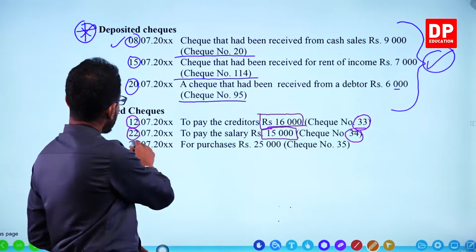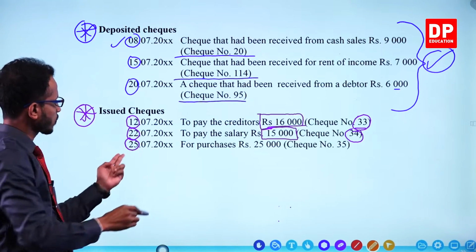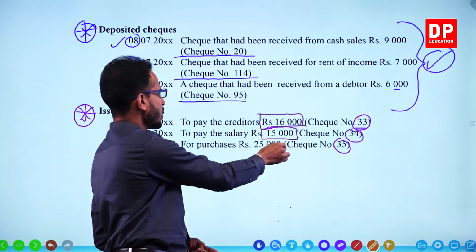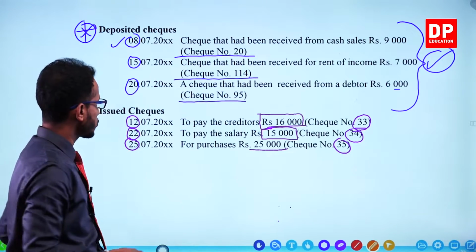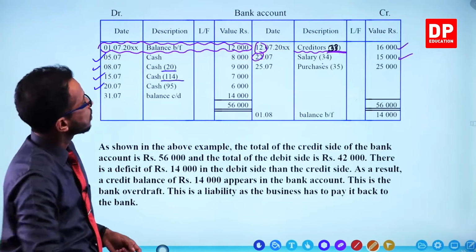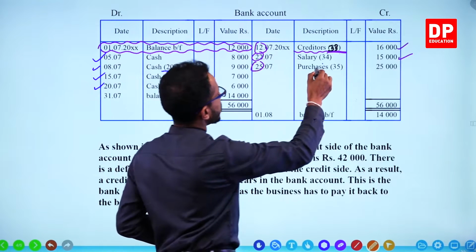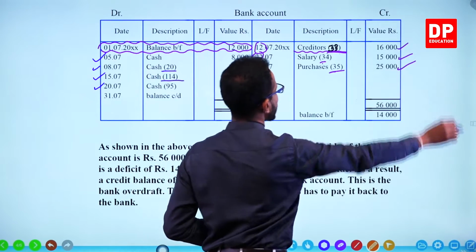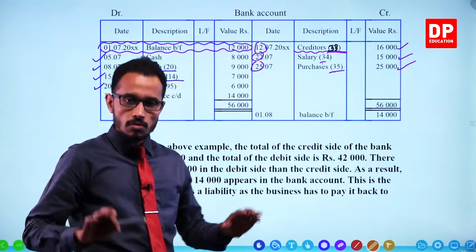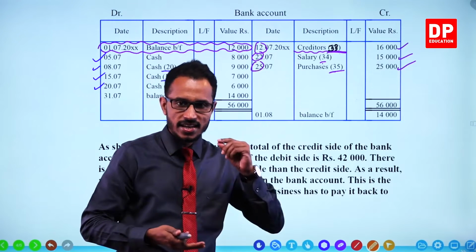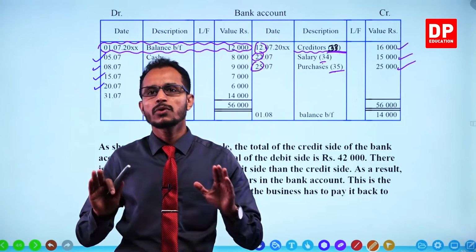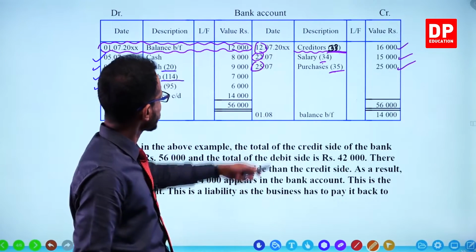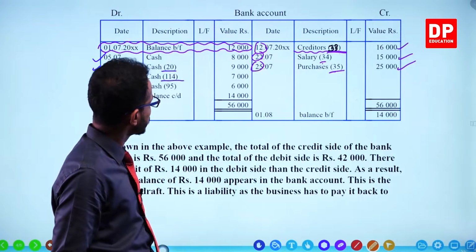Last one, 25th. Check number 35. For purchases, we have issued a check of 25,000. That is also there. 25th for purchases, check number 35, right? Done. Now all the deposited checks and issued checks have been recorded. Let's balance it.